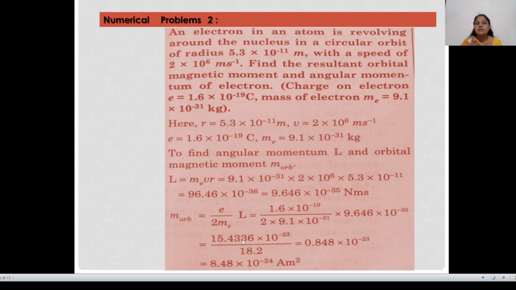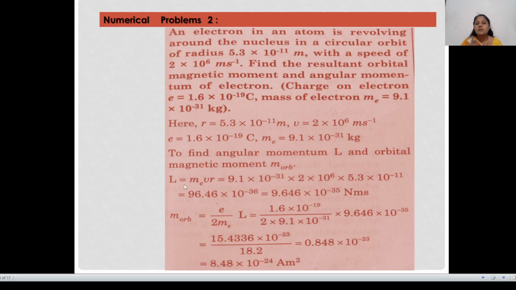Given in this numerical, the data: r is equal to 5.3 into 10 raised to minus 11 meter, and v is the speed, given as 2 into 10 raised to 6 meter per second. e is equal to 1.6 into 10 raised to minus 19 coulomb. Mass of electron me is equal to 9.1 into 10 raised to minus 31 kg. This whole data is given, and we have to find the angular momentum, L, and the orbital magnetic moment, M orbital.